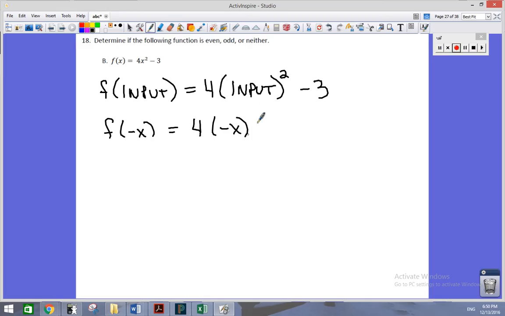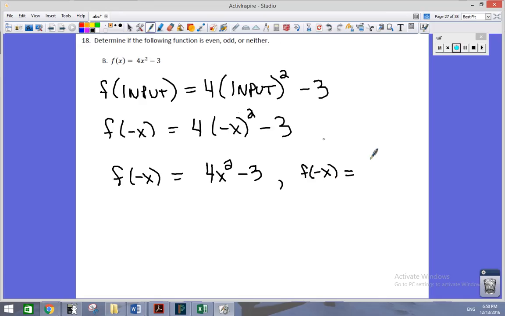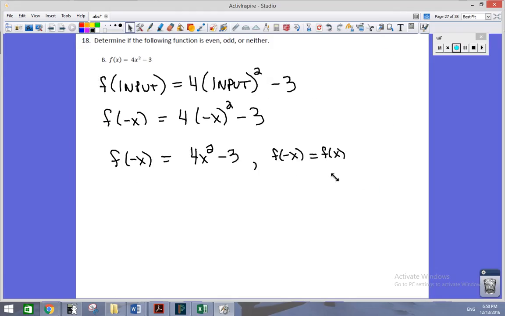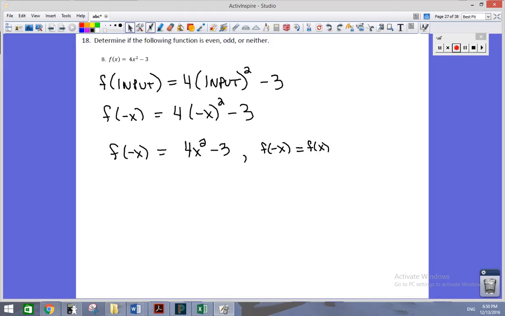When we square a negative value, when we have a negative base raised to an even power, that's just a positive value. So this simplifies to 4x squared minus 3. And I compare this against the original function, and I see they're the same. Even though I plugged in a negative x, the output is the same as if you had plugged in a positive x. When you go to graph it, the x's are opposites of each other, but the y's, the outputs of the function, are equal. That will have symmetry with respect to the y-axis. That will be an even function.